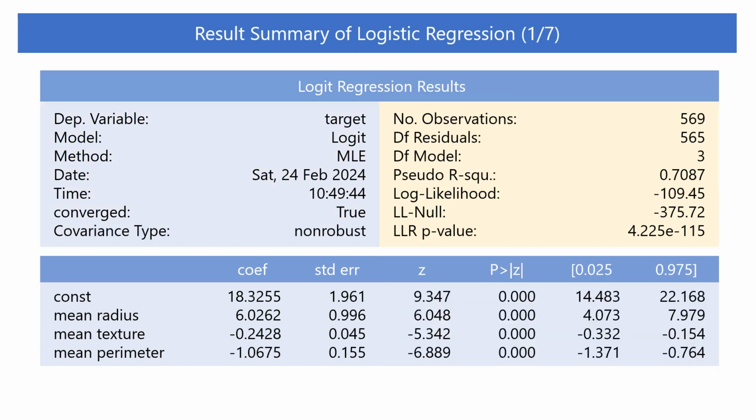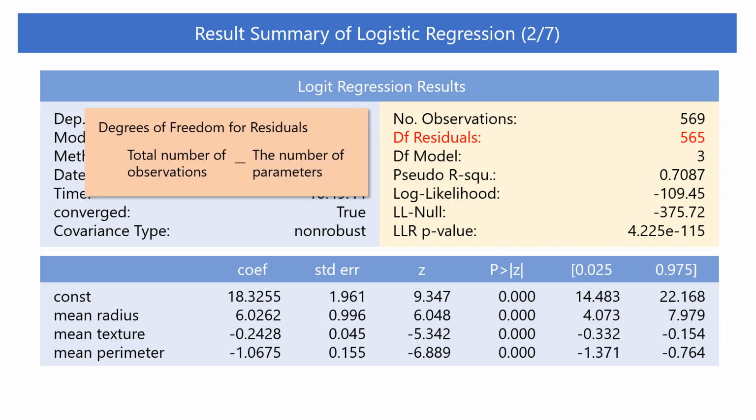Next, let's look at the upper right part. No. Observations represents the total number of observations in the dataset. The value of Df Residuals is the degrees of freedom for residuals, which is the total number of observations minus the number of parameters included in the model. Why this is important will be explained later.